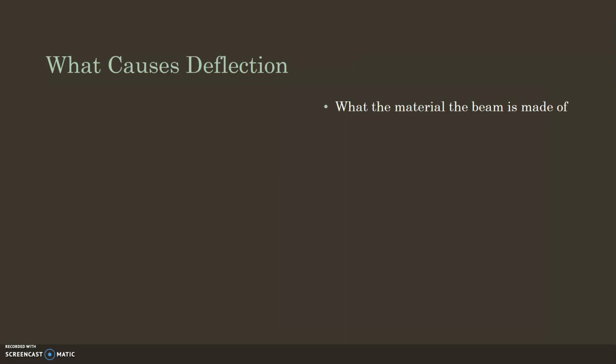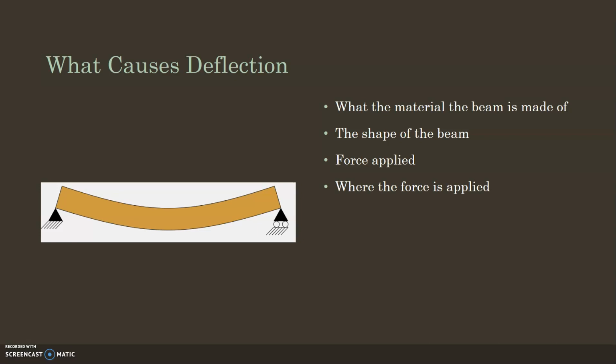So, what causes deflection? Well, it's what materials it's made out of, the shape of the beam, the force that's applied to it, and where that force is applied. So it just depends on all those four factors.